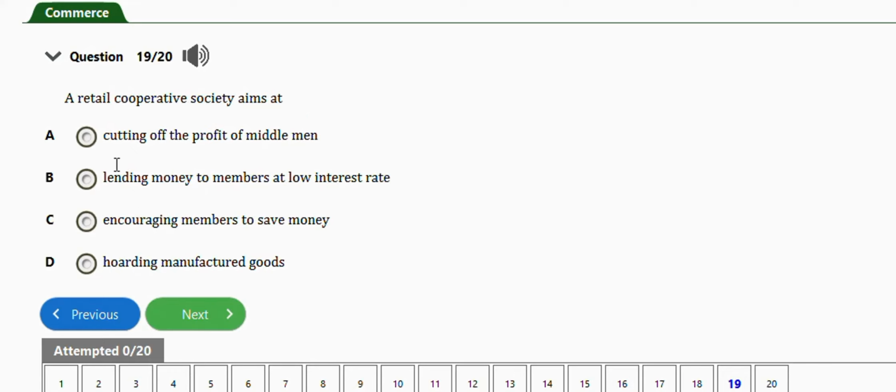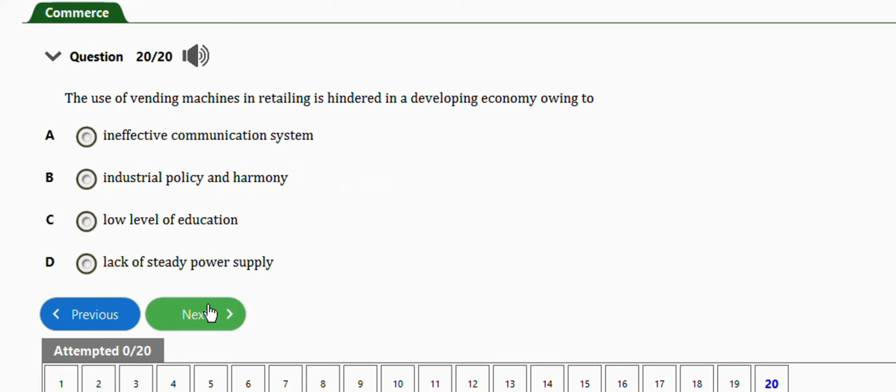Next question, a retail cooperative society aims at cutting off the profit of middlemen, lending money to members at low interest rate, encouraging members to save money, holding manufactured goods. Right answer is option A, cutting off the profit of middlemen. The last question for this video is this one. The use of vending machine in retailing is hindered in a developing economy owing to ineffective communication system, industrial policy, and low level of education, lack of state power supply. The right answer is option D, lack of state power supply.